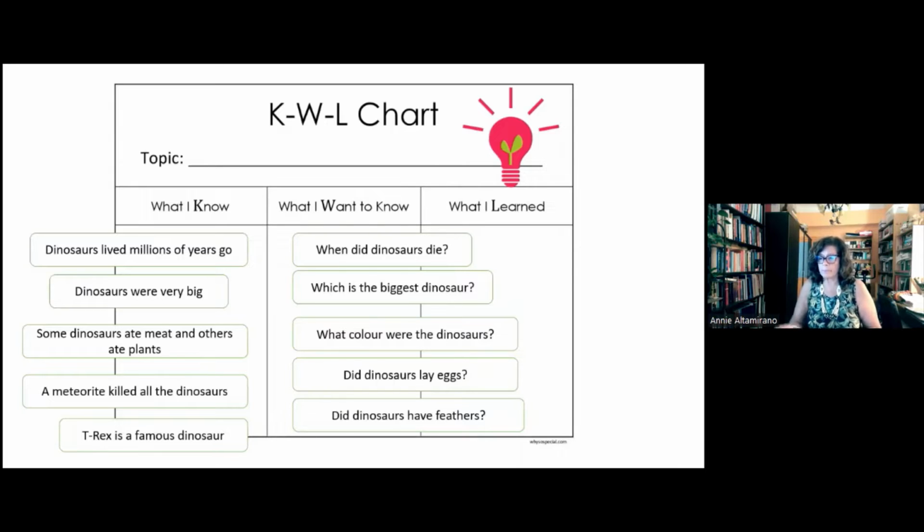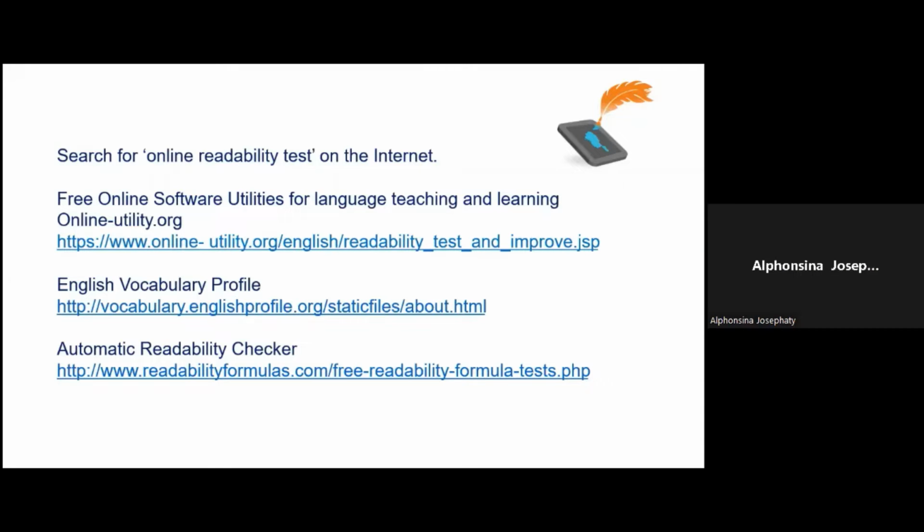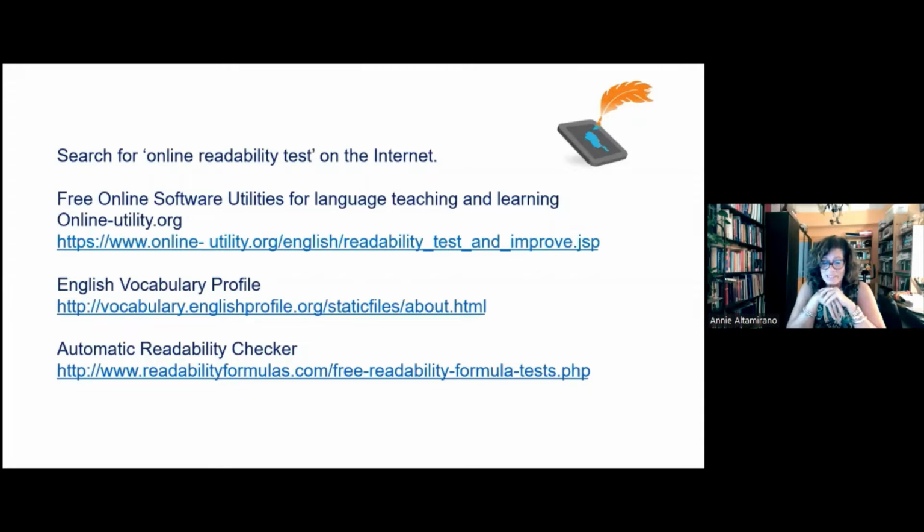As I said before, sometimes we need to adapt the level of the materials that we have, either make it more challenging or less challenging. So these are some tools, 3 tools that I usually use. They are free software and they are very simple to use. Generally what you do is you copy a piece of text into a window, you click, and the tool will tell you the level of the vocabulary. It will tell you with reference, for example. So you can use these.